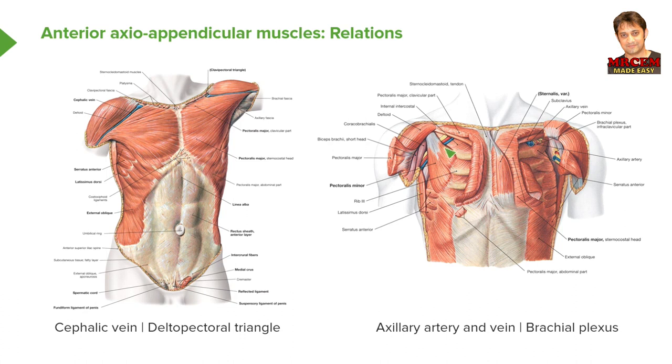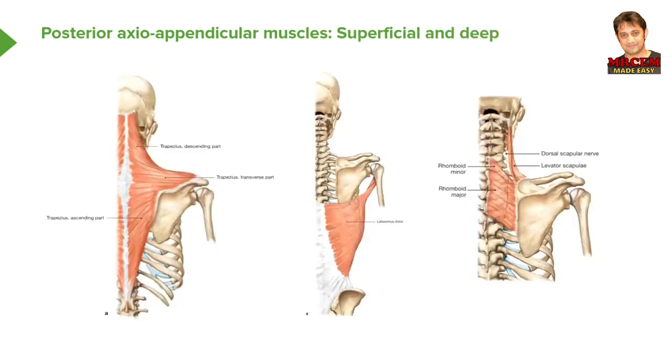So here we can see pectoralis major. We can see once it's reflected, we can see pectoralis minor, and here we can see some of the digits of serratus anterior. If we now look at the posterior axio-appendicular muscles, we can split these into two groups, a superficial and a deep group.